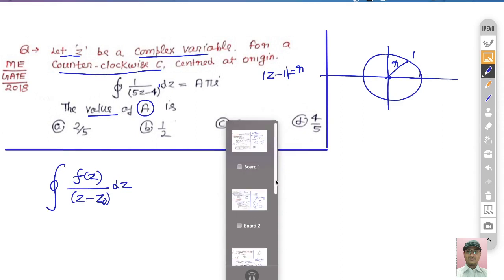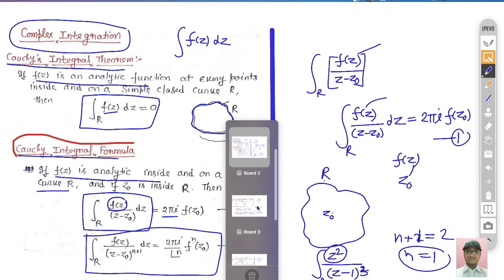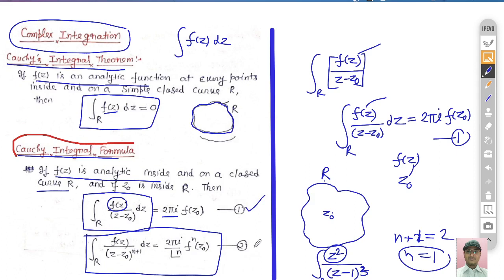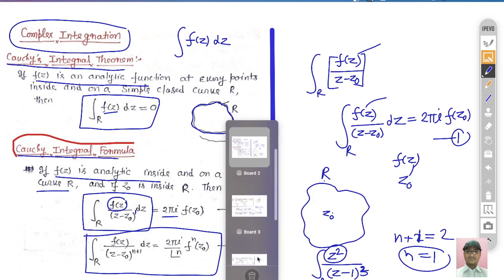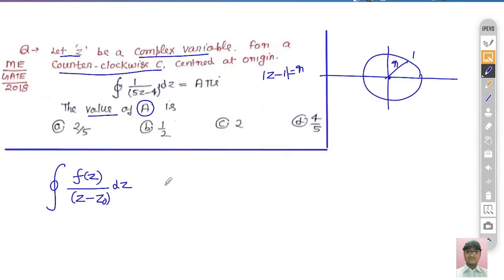There are two cases. Recently we used the second case, for when the power is n plus 1. Now in this case you can see the power is 1, so we directly use 2 pi iota f(z0). Our formula, if the power is 1, is 2 pi iota f(z0). You simply put the values in, then find the value of a, and lastly compare and get the result.